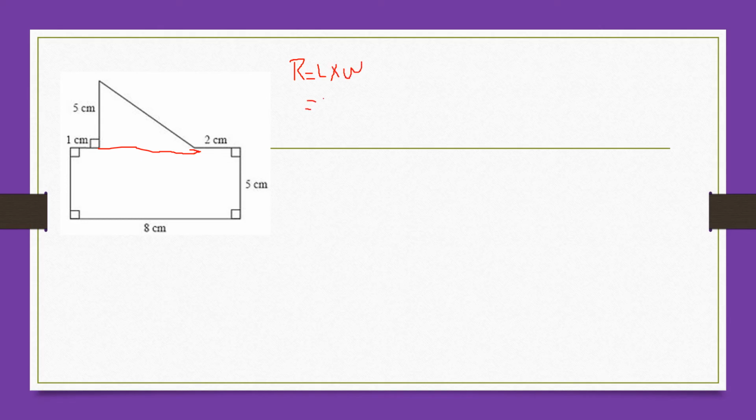So it's gonna be 8 times 5. We know our tables, we can work it out faster, so we need to practice our tables. 8 times 5 is 40. This time it's centimeters, so it's gonna be squared. Then I go to the triangle, and it doesn't matter which one I do first, okay? It says base times the height divided by 2.